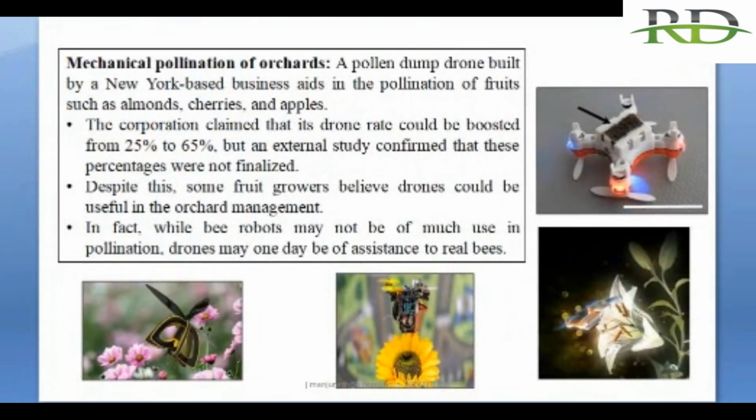This is also one of the important ones, as we noticed: we can use drones for pollination. We can do small-scale pollination using the drone. There are also robotic bees that can be used. This is a technology we will also use in the future. Next.